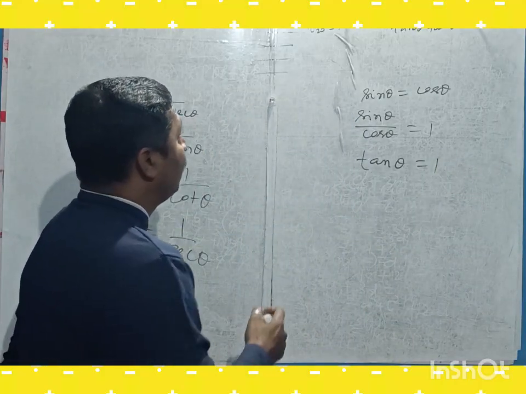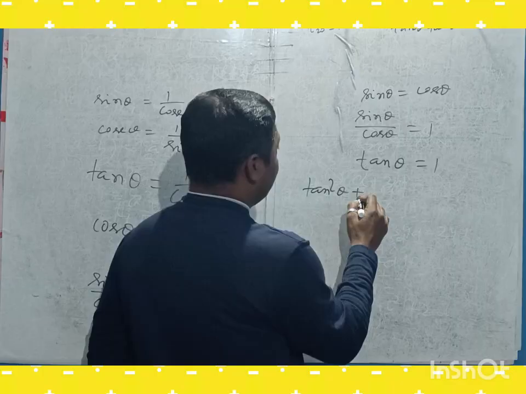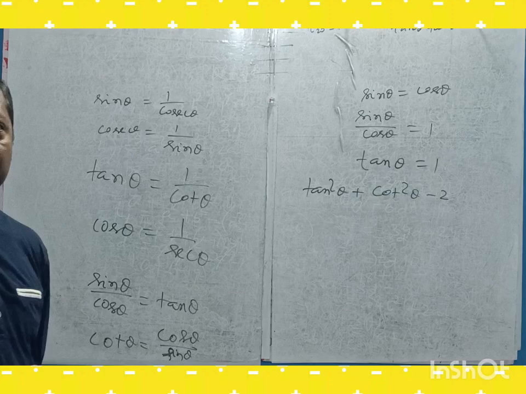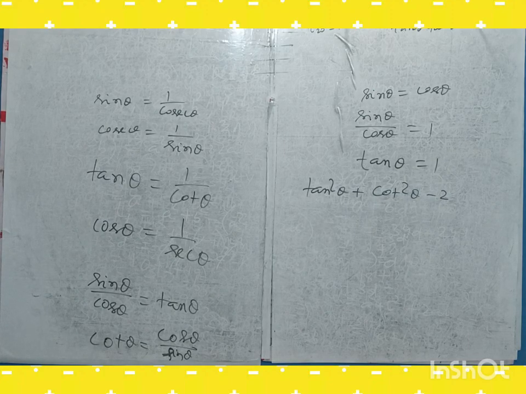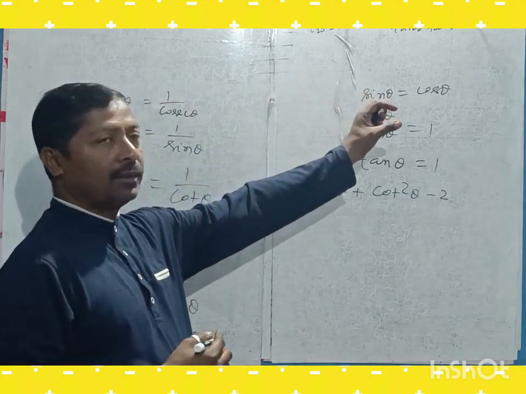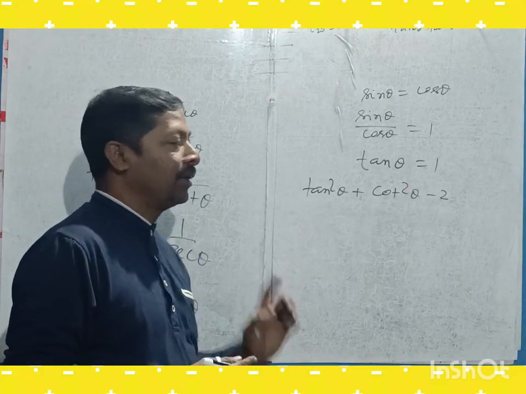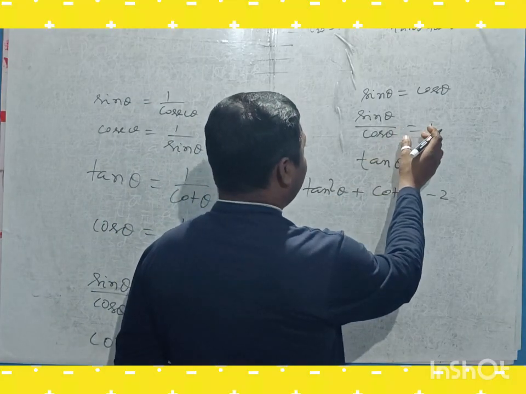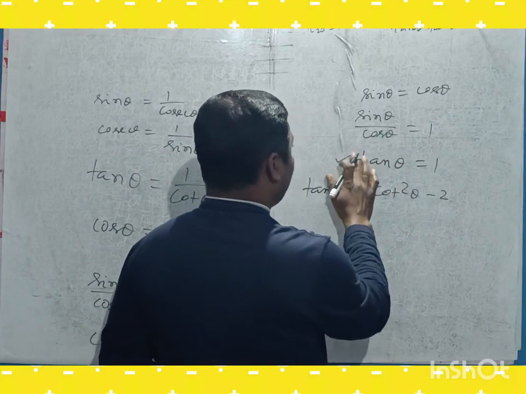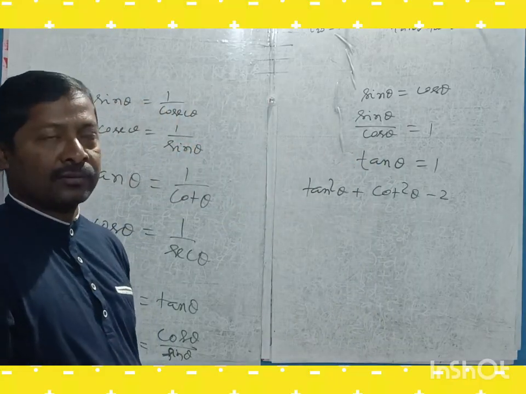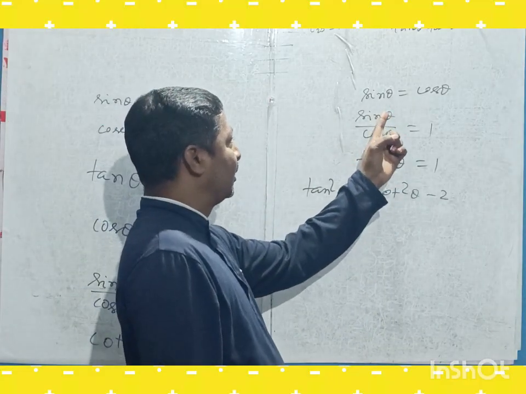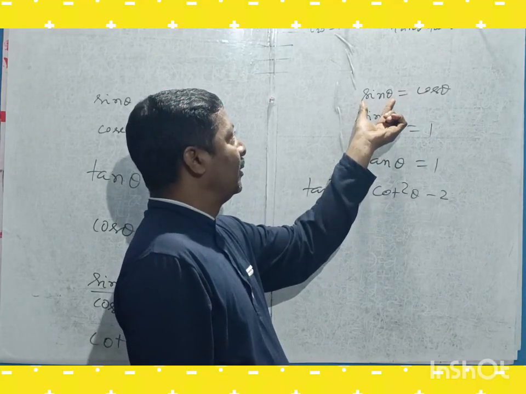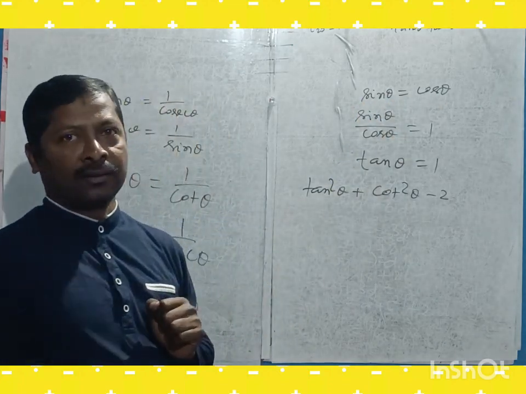Now you have to find out tan square theta plus cot square theta minus 2. This is the question: if sin theta equals cos theta, then find out tan square theta plus cot square theta minus 2. So we need tan square theta, that's why I have calculated the value of tan theta here. In what way will I get tan theta? Sin theta by cos theta is tan theta, so I will divide this one wholly by this one to get tan theta.